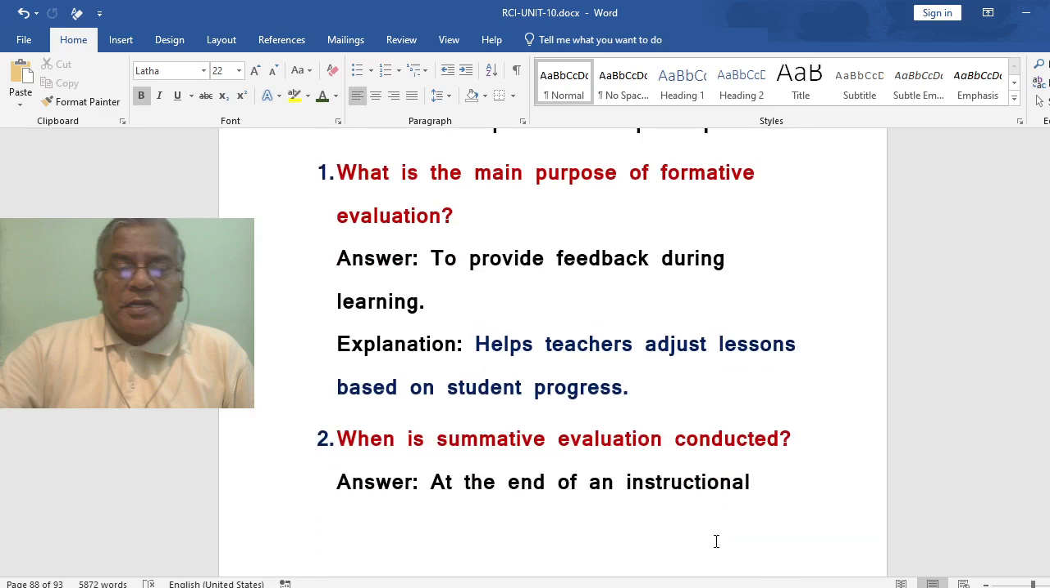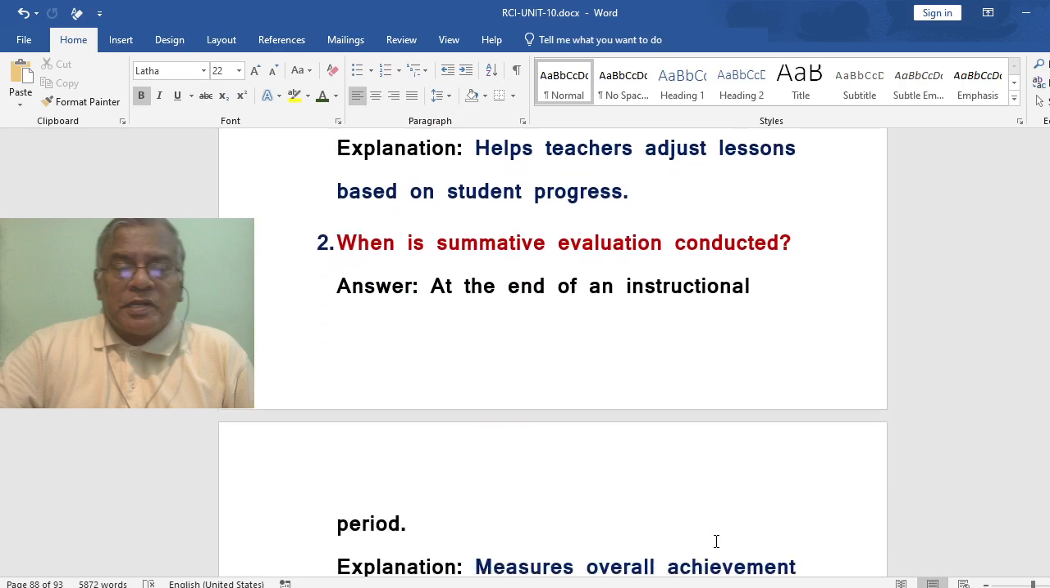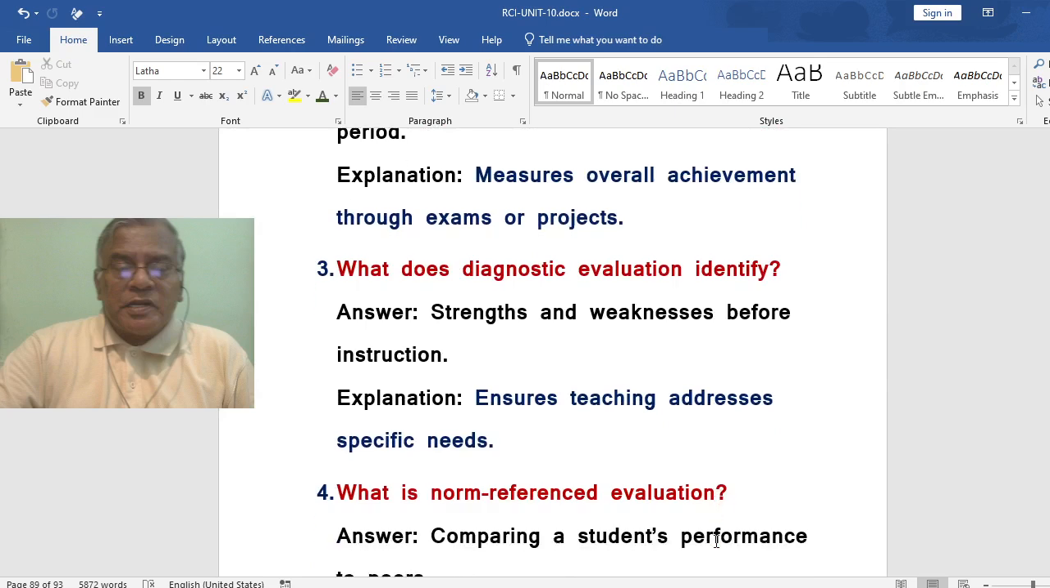Let us ask some questions. What is the main purpose of formative evaluation? That is to provide feedback during learning. It helps teachers adjust lessons based on student progress. When is summative evaluation conducted? At the end of an instructional period. It measures overall achievement through exams or projects.